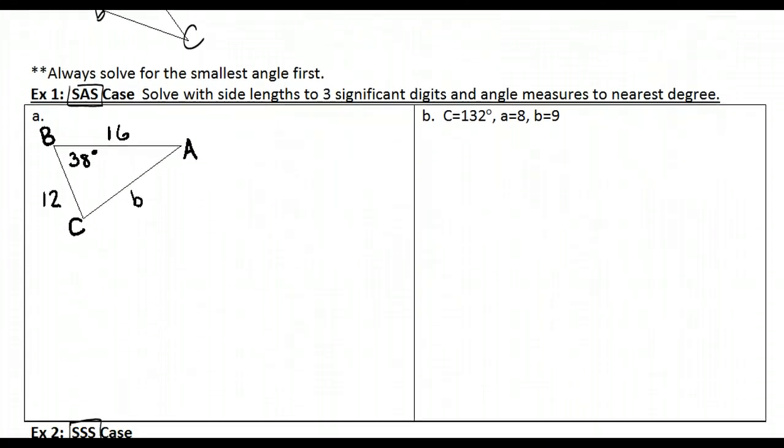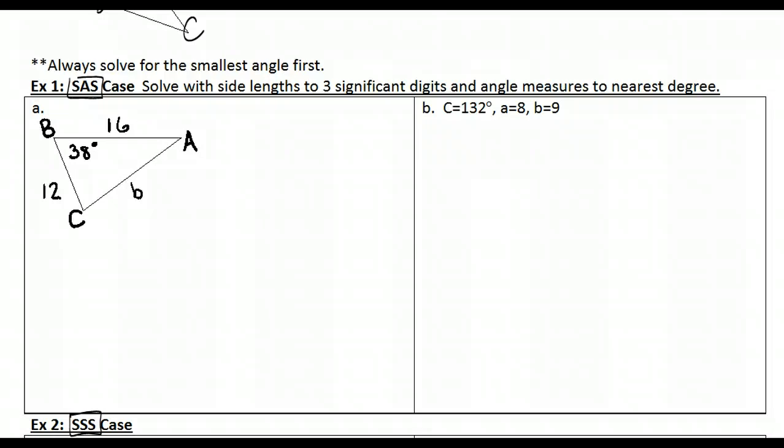I'm going to be given some sides and angles. Just like I said before, we always want to solve for the smallest angle first when possible. Otherwise, solve for the second smallest angle. We're going to solve the side lengths to 3 significant digits, angle measures to the nearest degree. Okay, so here's what we need to do then.